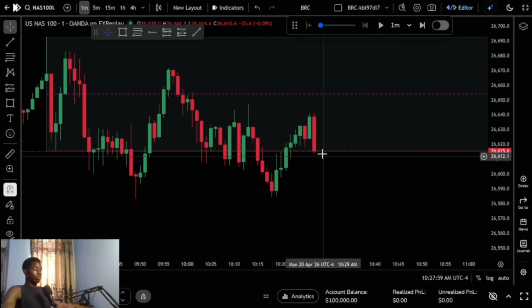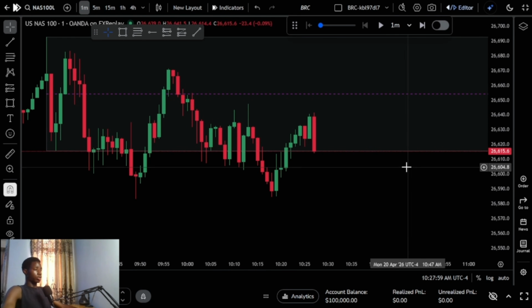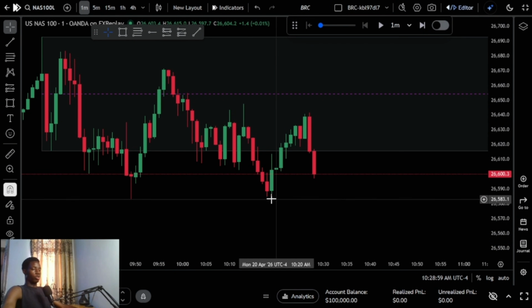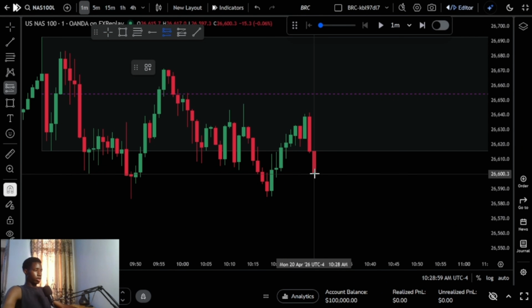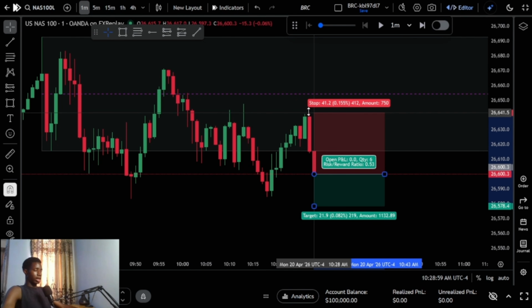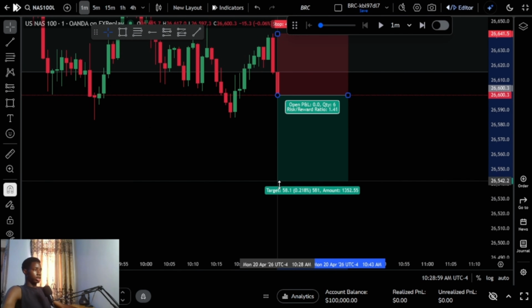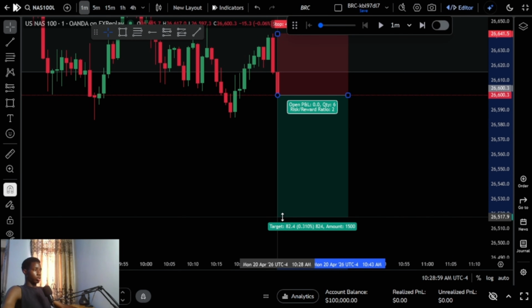I'm waiting for a clean 1-minute red candle to the downside to close as a body, and then I take a sell trade. Now this is where I take my sell trade. I'm going to put my entry right here, and then my stop loss is going to be right here at the retest, and all I'm doing is targeting a 1 to 2 risk to reward.